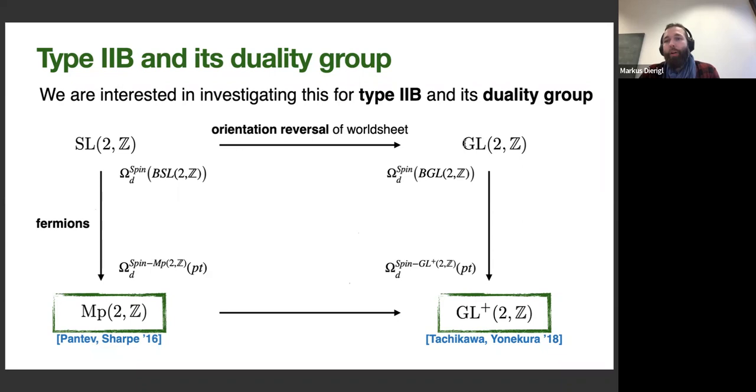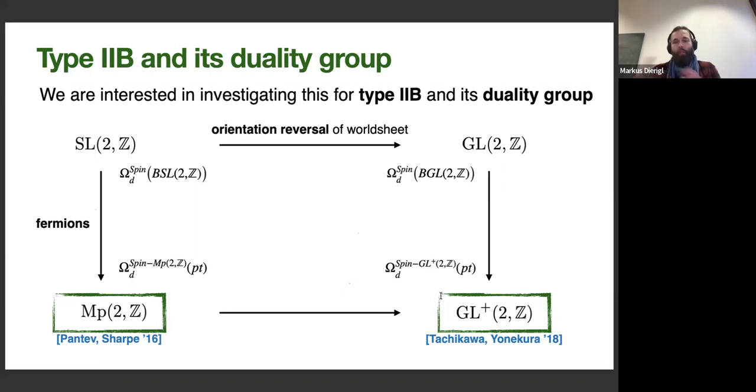So now we're in GL, so that's not orientable anymore. But we still need a double cover that allows for the spinors to transform under that. And there's two ways to do that: a Pin+ or a Pin- structure. And the correct answer for type 2B is actually a Pin+ cover of GL(2,Z). So that's really the full duality group we want to discuss.